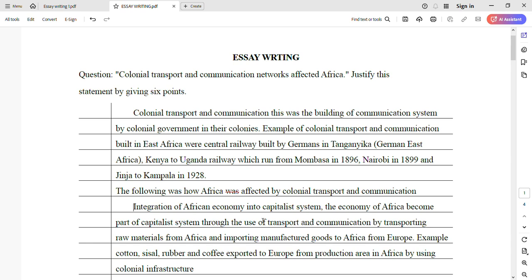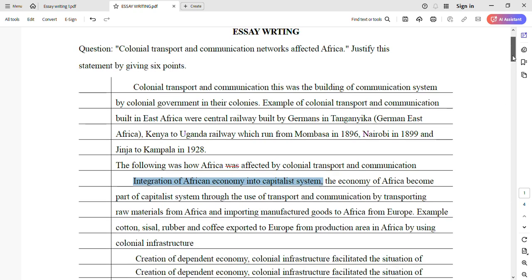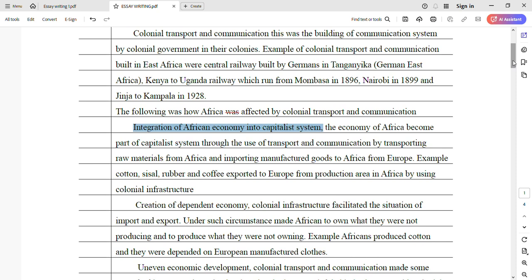The first point is integration of the African economy into the capitalist system. So here, tell us how this point relates to, or acts as, the effect on Africa, how Africa was affected that way. So you should explain the connection of that type of point and the question. Failure to do so, again, you're out of the content.